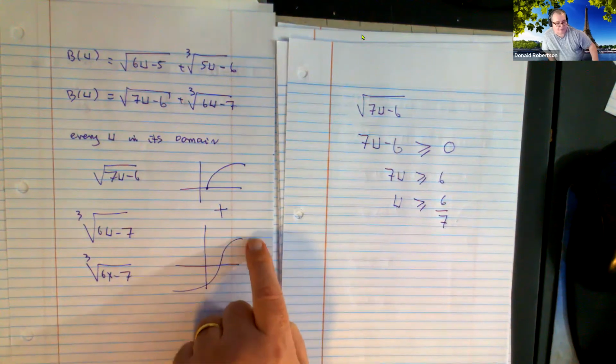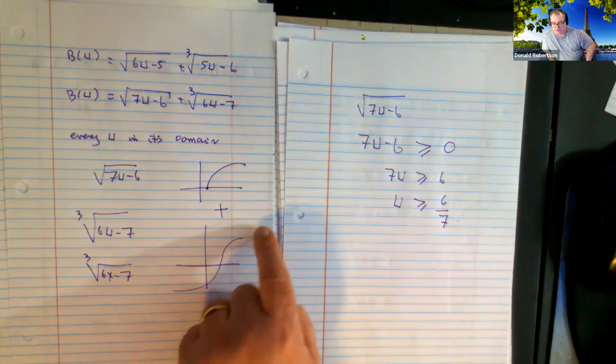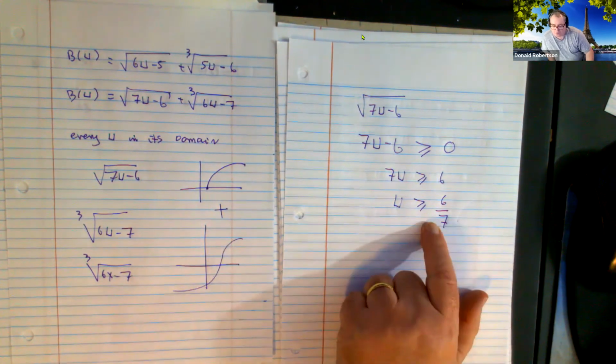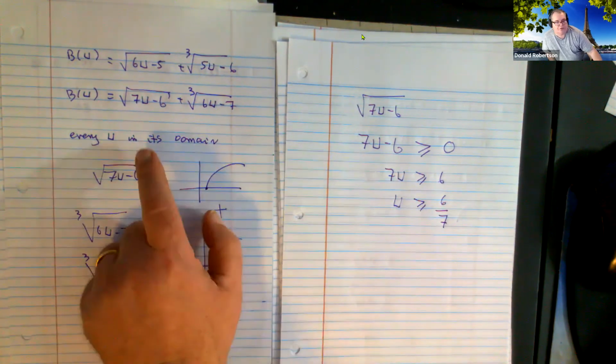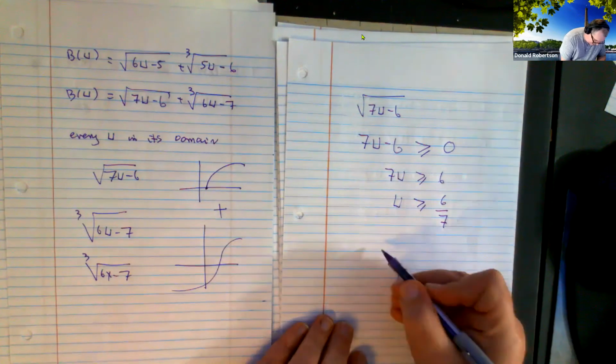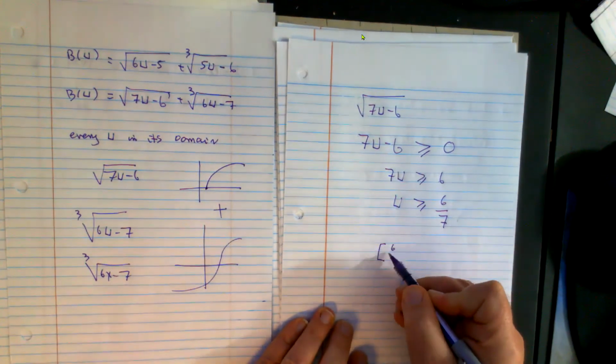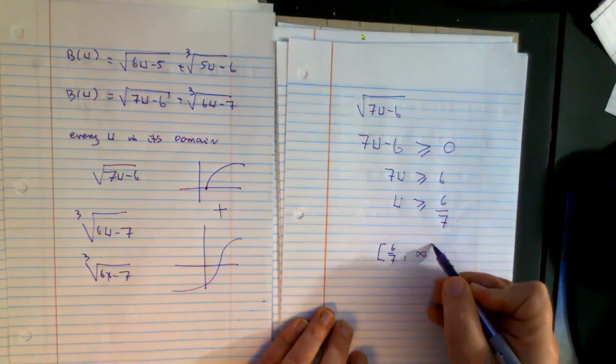The cube root function doesn't have any problems. You can use it anywhere. So the only restriction I've got is that I must make sure this is true so that the first bit works. And in interval notation. Oh my gosh, the bracket. I forgot about that part.